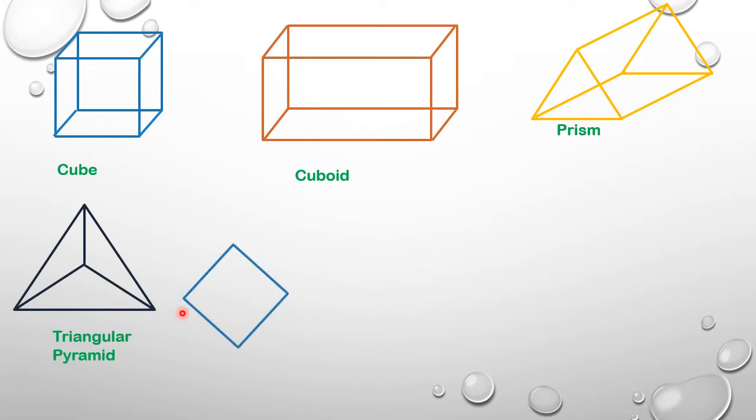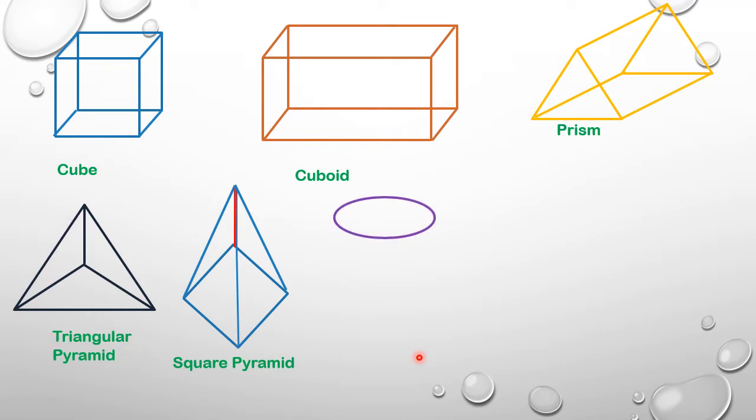The same way here I have drawn one square, then I have to draw four lines like this. So now we got a square pyramid. Here I used red color to differentiate these two lines. For that purpose I used a different color. So this is called a square pyramid because the base is a square. Here the base is a triangle, so it is a triangular pyramid.